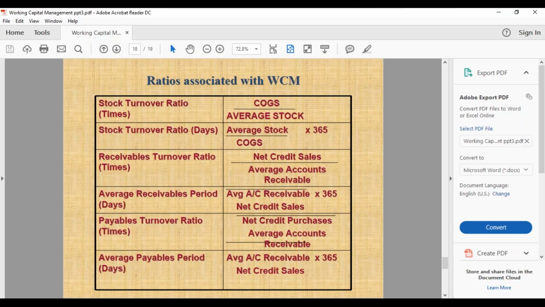Receivable turnover ratio: the net receivable turnover ratio is the net credit sales divided by average account receivable. And the average account receivable period in days is average account receivable into 365 divided by net credit sales. Then there is the payable turnover ratio, which is the net credit purchase divided by average account payable. And the average payable period is average account payable into 365 divided by net credit purchases.